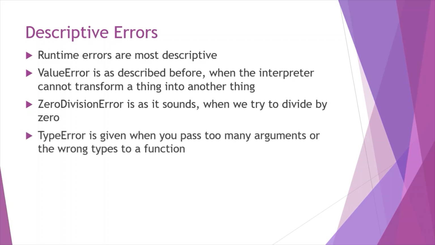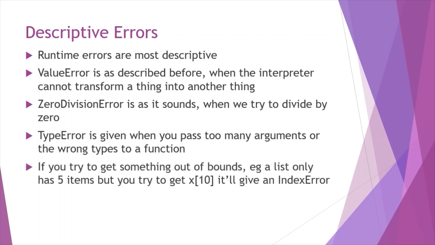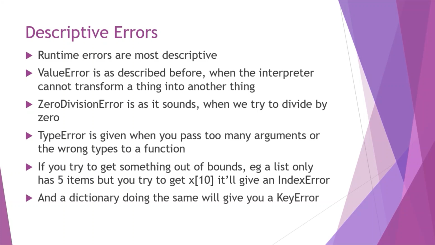Type error is given when you pass too many arguments or the wrong types to a function. If you try to get something out of bounds, for example, a list only has 5 items, but you're trying to get the 10th item, it'll just give you an index error. And a dictionary doing the same will give you a key error.